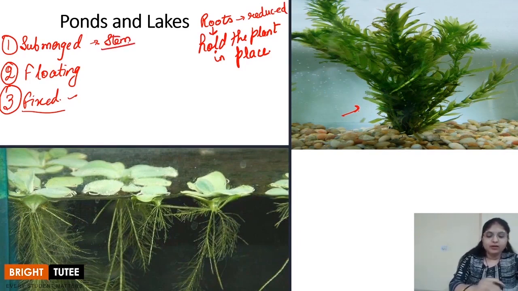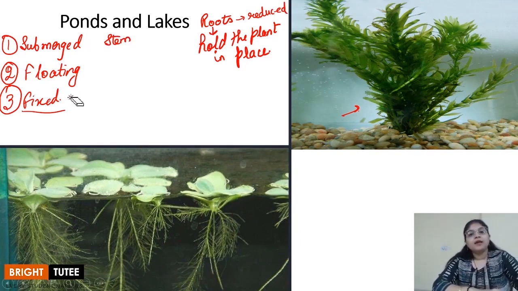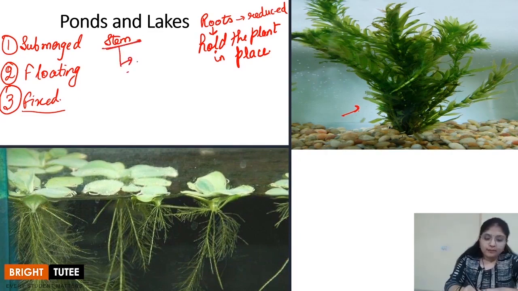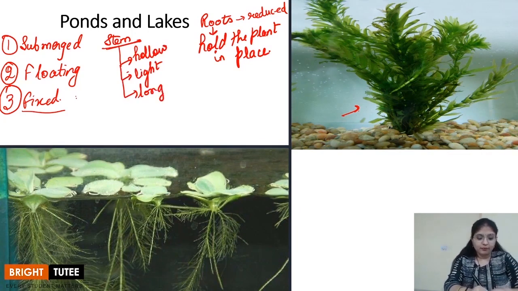Now, when we talk about the terrestrial plants, we see that the stem is again a very, very important part. And we have seen that in herbs, in shrubs, right? Especially in the shrubs and the trees, we've seen that the stem is quite hard and is used for supporting the plant. Usually, the stem of the aquatic plant is hollow and it is light, right? Apart from that, the stem is usually long, especially in the fixed type of plant.